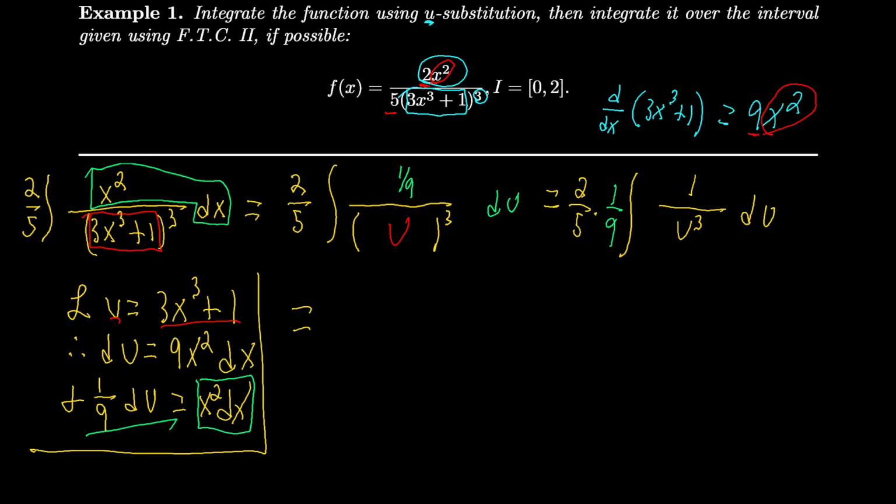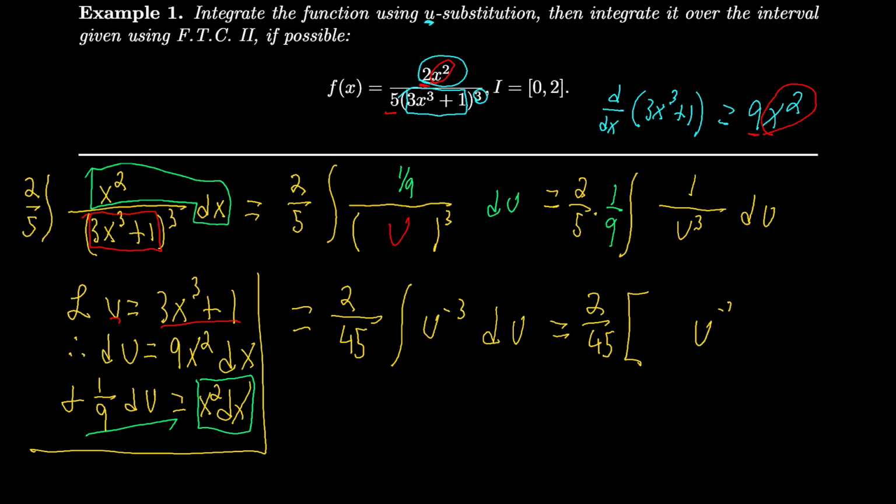2 times 1 is 2, obviously, and 9 times 5 is 45. So 2/45 times the integral of, and you don't know the integral of this, but 1 over u cubed is just u to the -3rd, du. And now we're just going to do the math. So it's 2 over 45 times, and then you're going to increase the power by 1 and then divide by that new power. So you're going to take the u to the -3, increase it by 1, and then divide by that new power, just like this. Okay? And then it'll be plus c, as always.